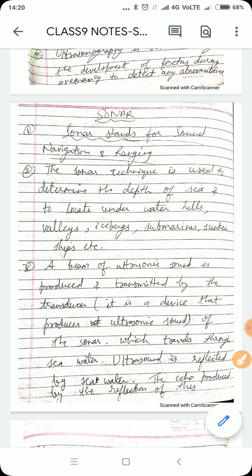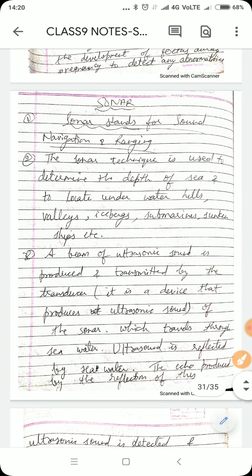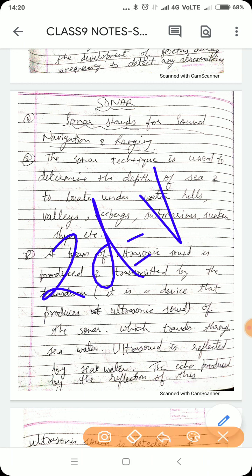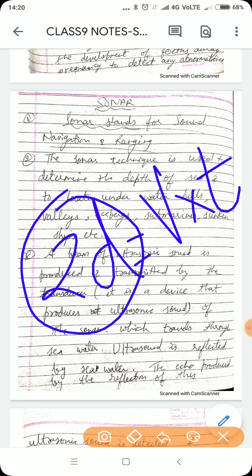2d = v × t. Why have we written 2d over here? Because the echo has to travel double the distance. First it will reach the reflecting surface, it will get reflected, and again it will come back to us after bouncing. So it has to travel double the distance. That's why we have written 2d over here. So this method is called echo ranging.